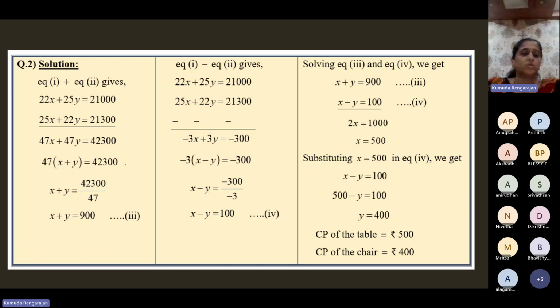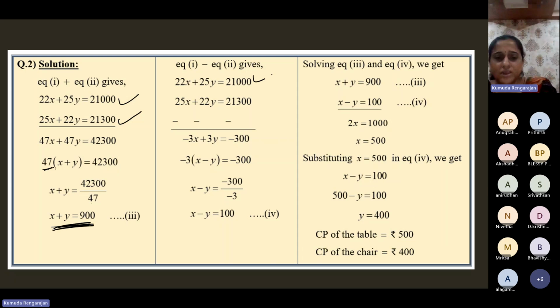So we add the two equations. See, these are the two equations, right? We'll add the two equations. So when you add the two equations, you get 47x plus 47y is equal to 42,300. And the 47 is common. We take 47 common, and then it comes for division. And so you see, you get a simpler equation in x and y. x plus y is equal to 900.